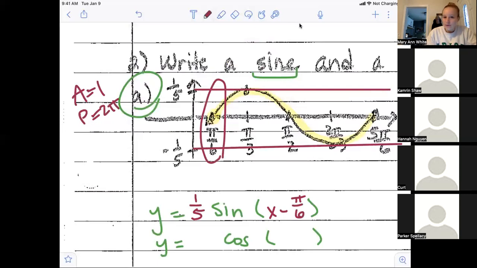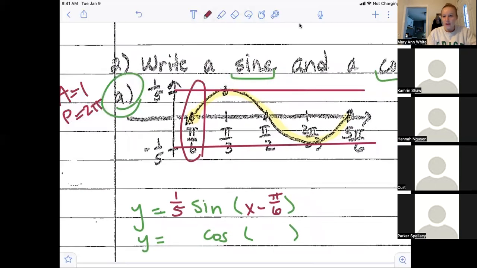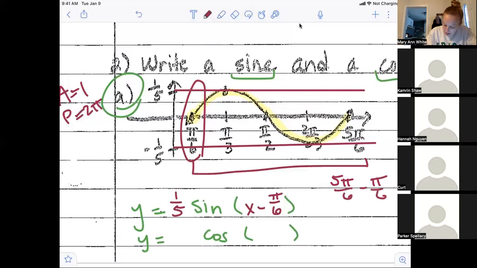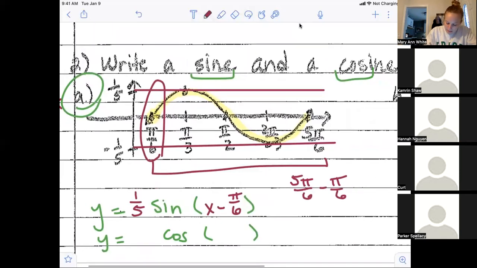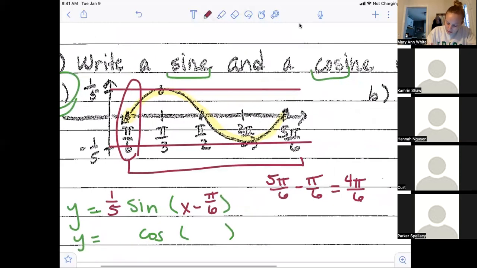And then this is what we always struggle with because it's the fraction part. It's the period. How long did it take to do my whole cycle? It looks like I did my whole cycle from pi over 6 to 5 pi over 6. So let's see what that actual distance is. To find that actual distance, I'm going to take the last number minus the first number. That tells me the actual length it took. So 5 pi over 6 minus pi over 6 is 4 pi over 6. Oh, that's nice. I don't even have to change denominators. And I can even cancel that down to be 2 pi over 3.